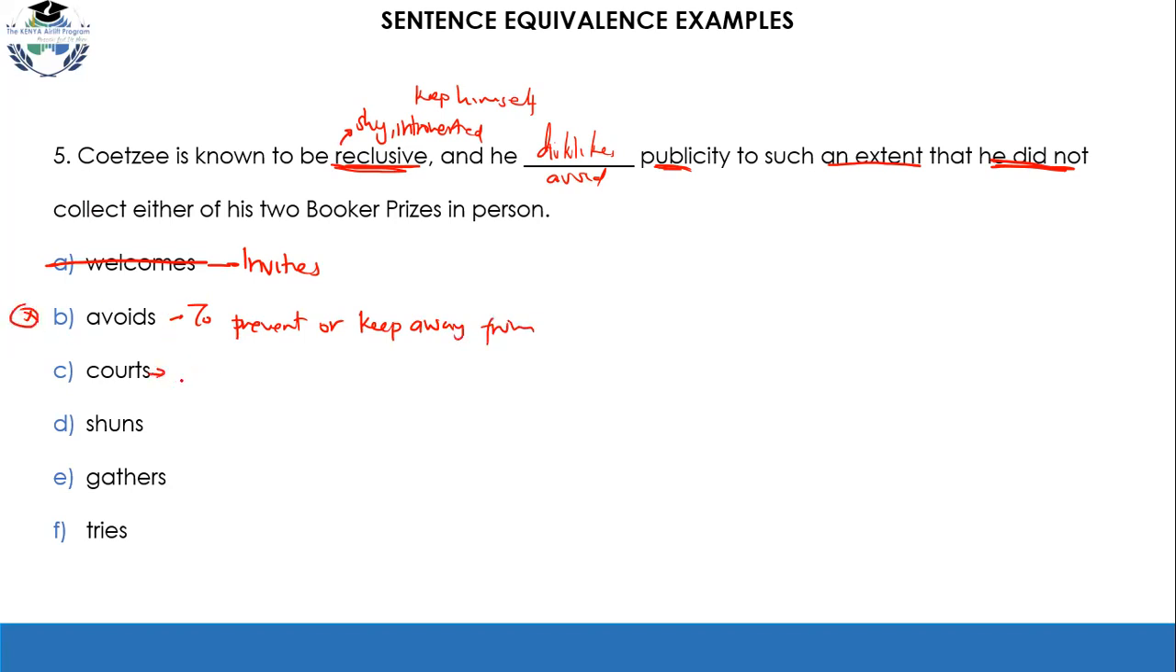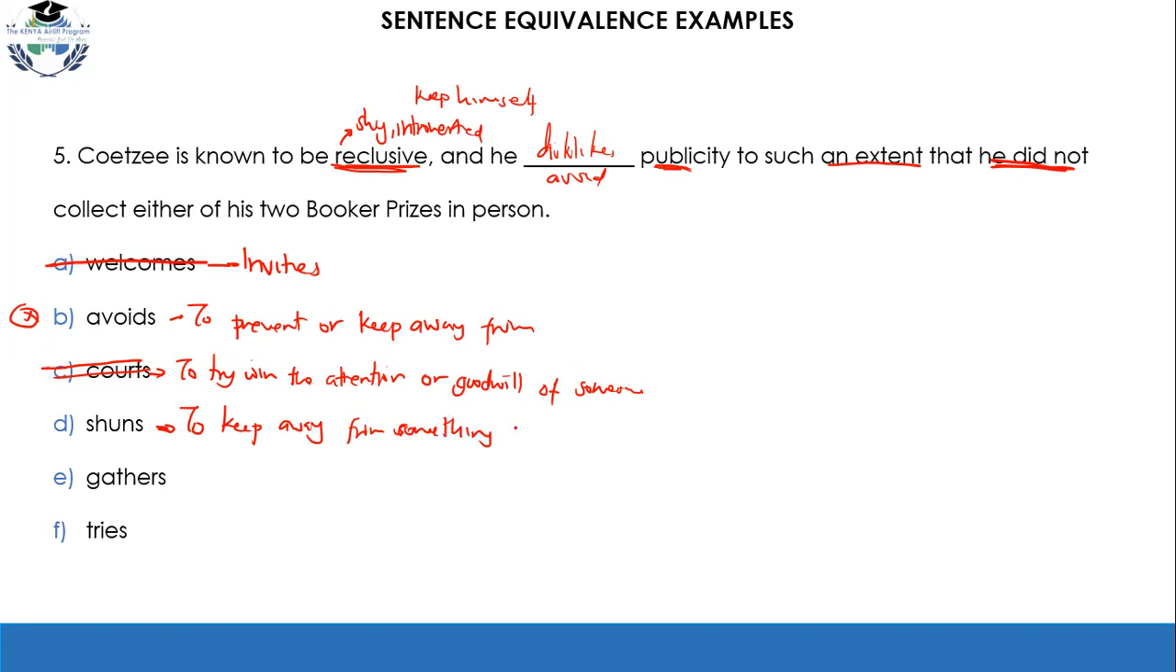Courts is to win attention. When you're courting someone, you try and win their attention or goodwill. All right. So again, courts does not really work for our situation. Shuns here means to keep away, right? Shunning something is to keep away from something. Keeping away from something also means to avoid. It's a synonym with to avoid. So again, it works really well for us.